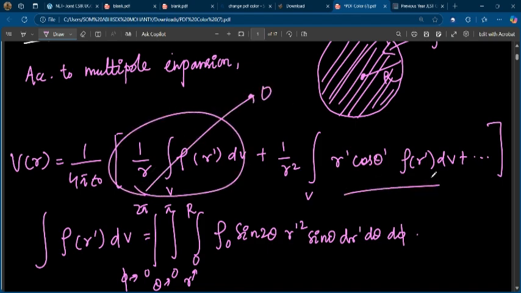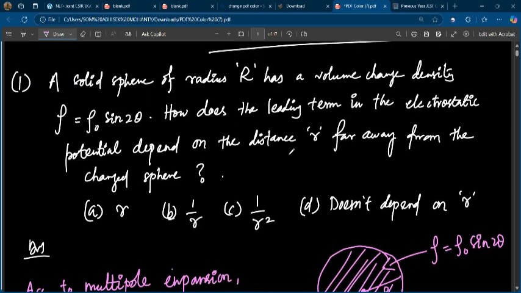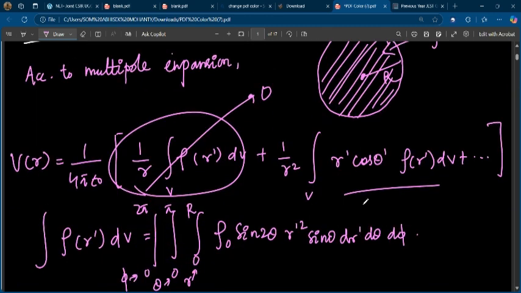So there is no dependence from this term. We have to find the next term now, to get the dependence on r, the electrostatic potential dependence on r. So let's calculate this integration.